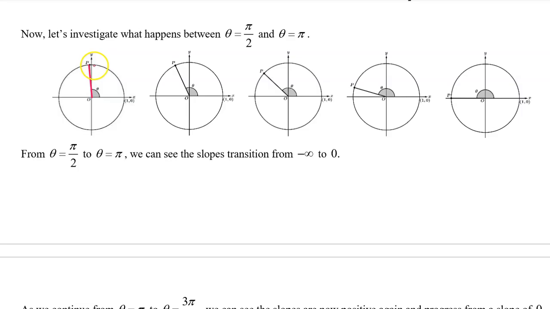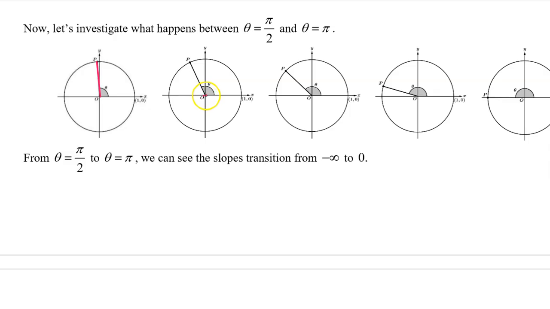We notice that as the terminal side passes pi over 2 and moves into the second quadrant, the slope becomes very steep but negative. In fact, as theta approaches pi over 2 from the right, the slope is approaching negative infinity. In other words, the value of the tangent function is approaching negative infinity. From pi over 2 to pi, the slope transitions from negative infinity up to 0.